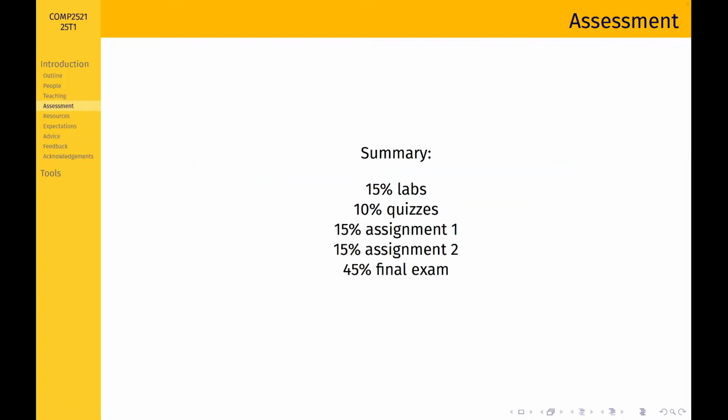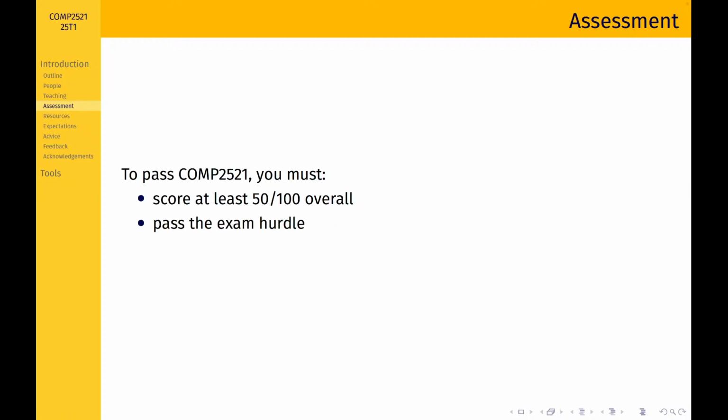Okay, so this is the summary of the assessment: 15% labs, 10% quizzes, 15% for both assignments and 45% for the exam. And to pass the course, you have to get at least 50 overall and pass the exam hurdle.